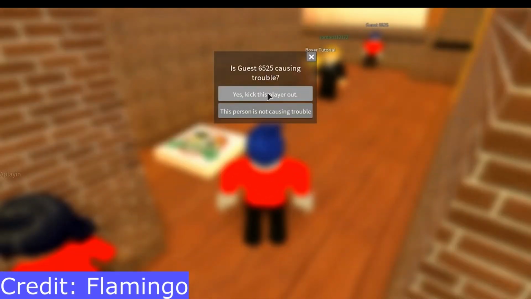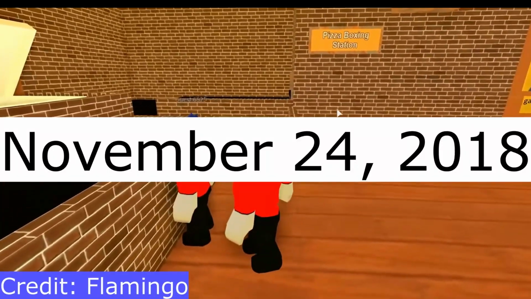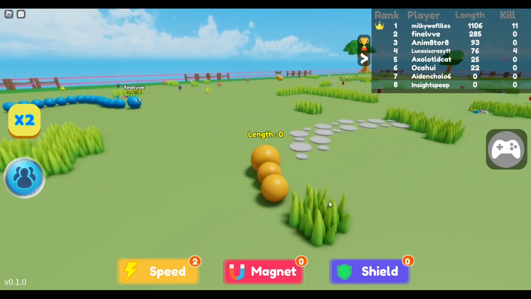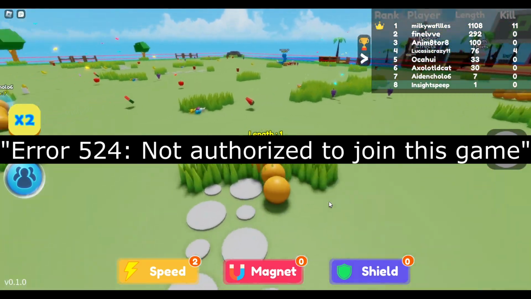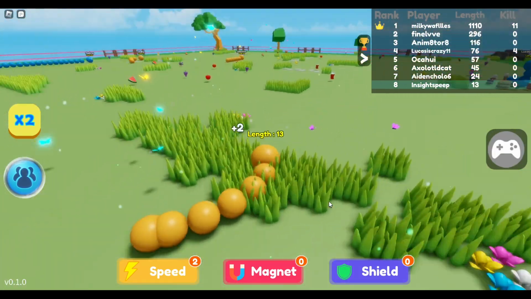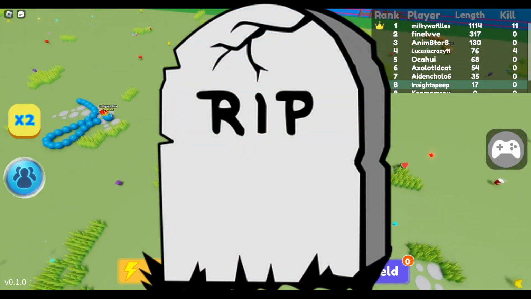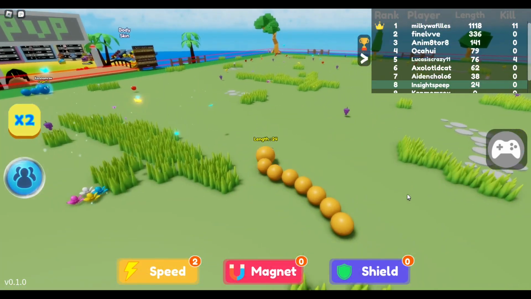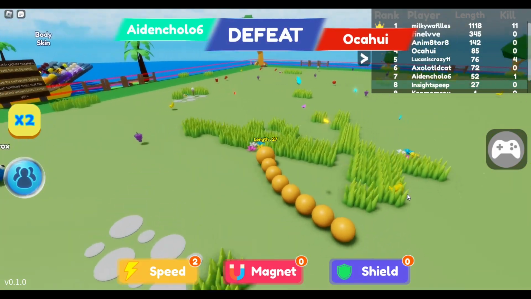Users can still play as a guest on mobile until it was fully removed on November 24th, 2018. Those who are still logged into Roblox as a guest after the initial removal of guests will now get the error code 524, not authorized to join this game, message. At this point in Roblox's timeline, the guest community has ceased to exist. However, to this day, there are Roblox games, clothing, and Roblox groups dedicated to keep preserving the guest's legacy. Roblox as we know it allows this.